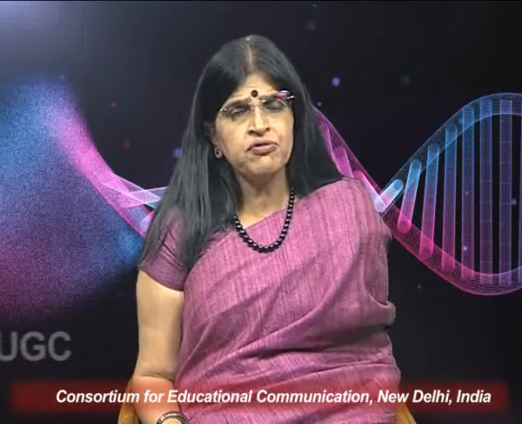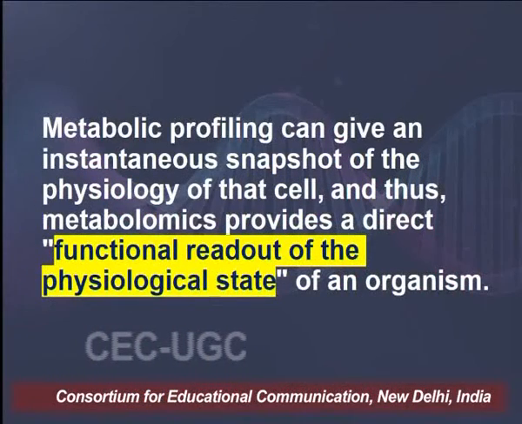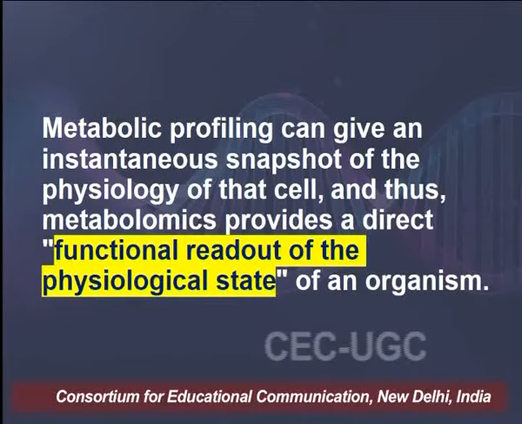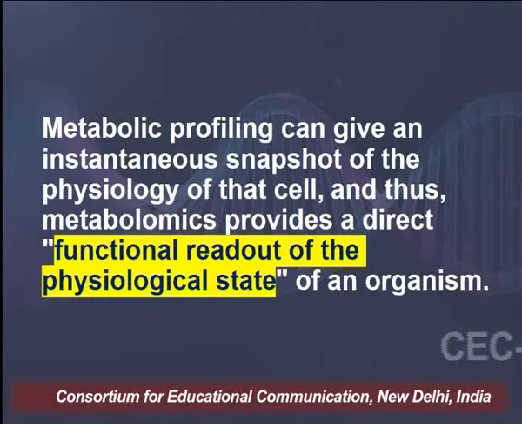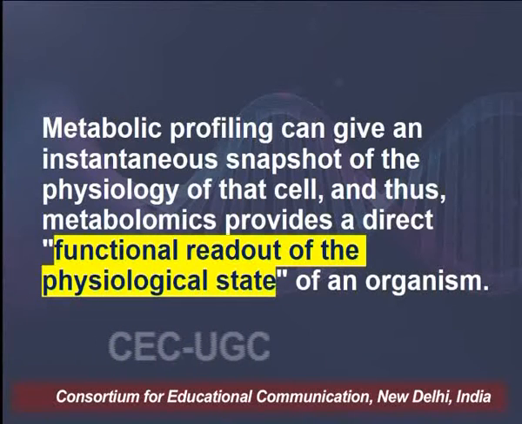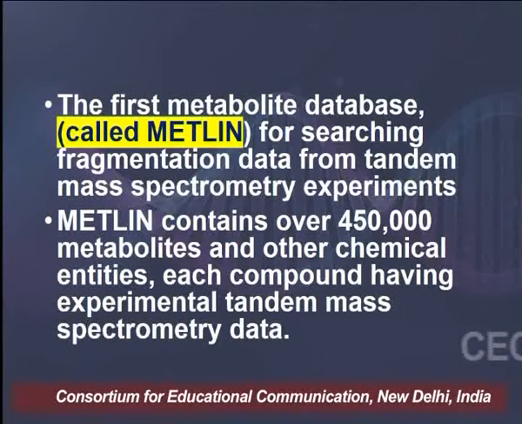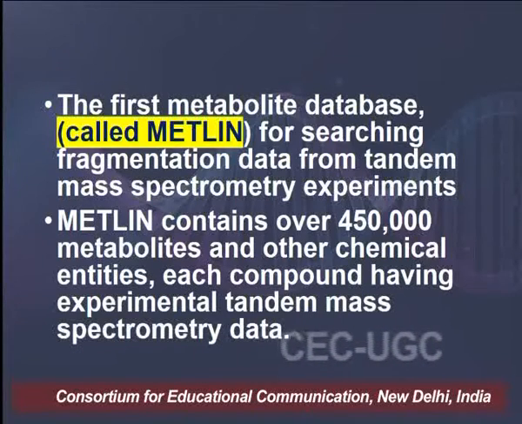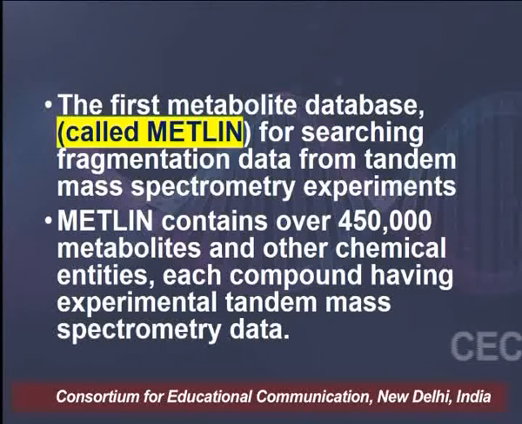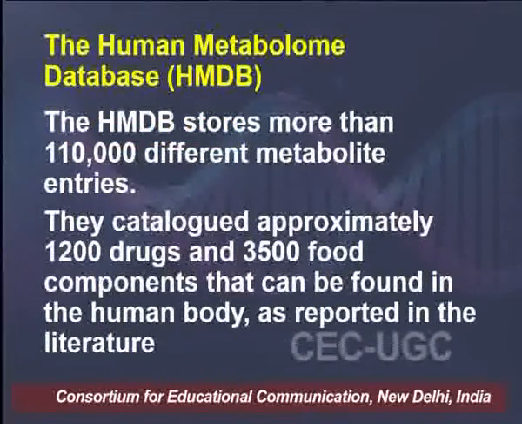So metabolic profiling can actually tell you the physiological state of an organism. If we know all the metabolites present in one organism at one stage, it is a snapshot of the physiology of that cell, and we can know what is happening and how to control that. There are several databases for this. I will just cite one example here, that is Metlin. It's a database which contains metabolite information, and it has 450,000 metabolites stored.